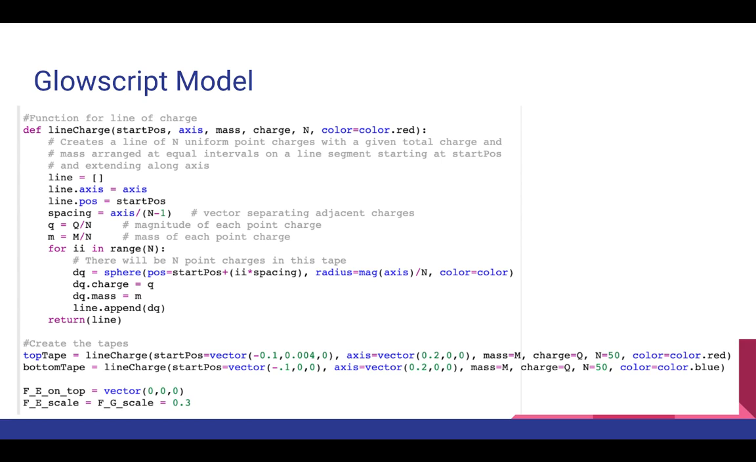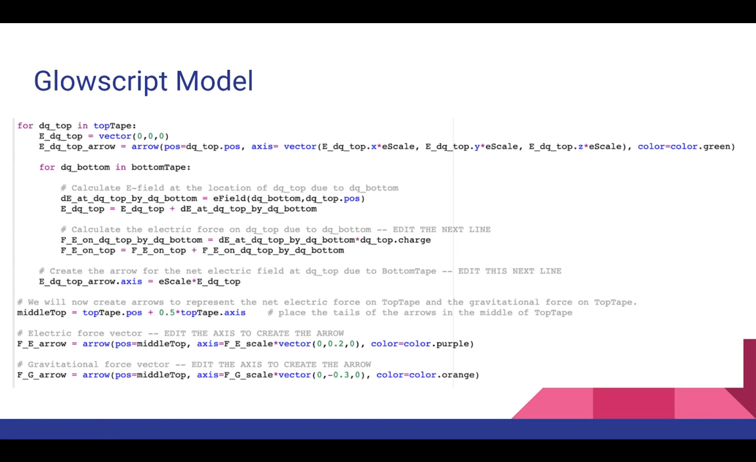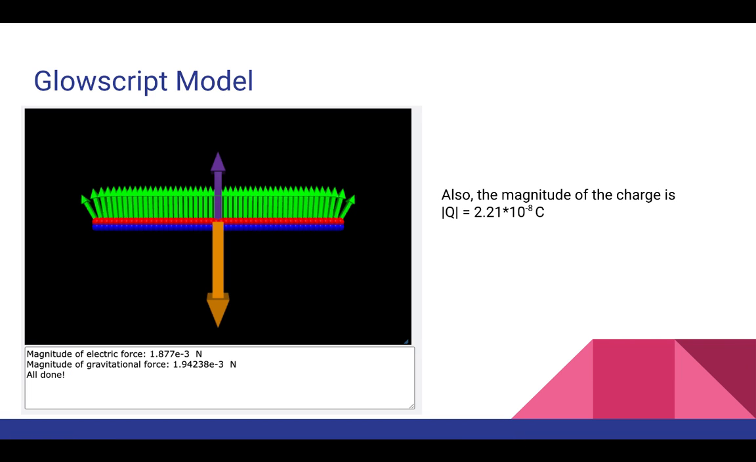And so in this line charge function, we have a for loop creating a bunch of little point charges. And then at the bottom of this code, we're creating the tapes and setting up our experiment in the model. And then finally, we're going to iterate through each point charge, and we're going to create an electric field for each charge down the line charge. And then this last couple lines of code just represents some general arrows to represent all of the forces.